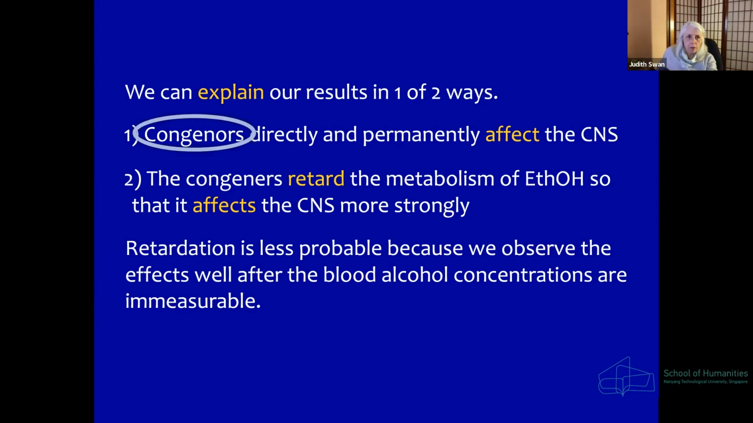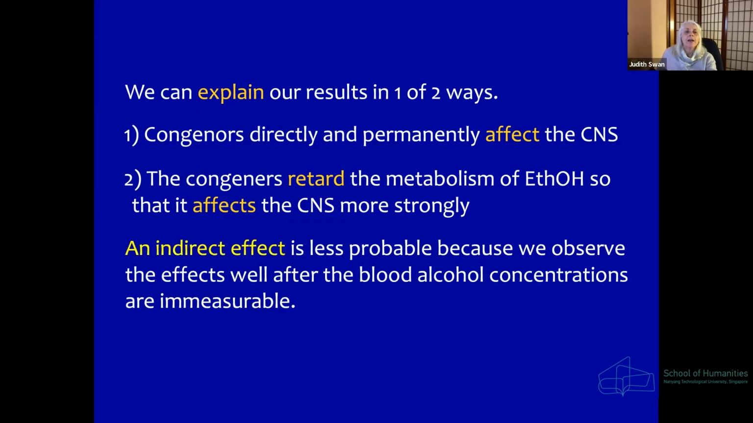Gotta go back to that. Yeah. There, my underlines, I actually had more. An indirect effect is that the congeners retarded, it affects the CNS more strongly. They directly and permanently affect the CNS. The congeners indirectly affect the CNS by retarding the metabolism of ethanol. And then an indirect effect is less probable because we observe the effects well. All right. So anyway, we're done with this.